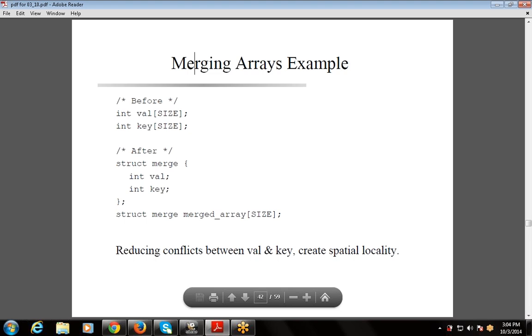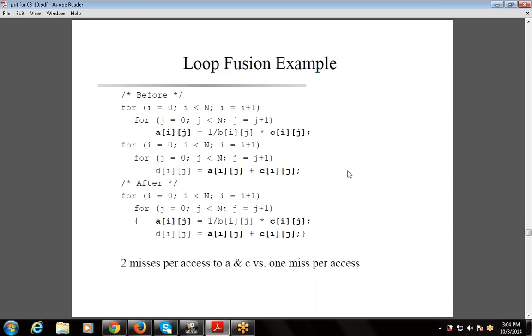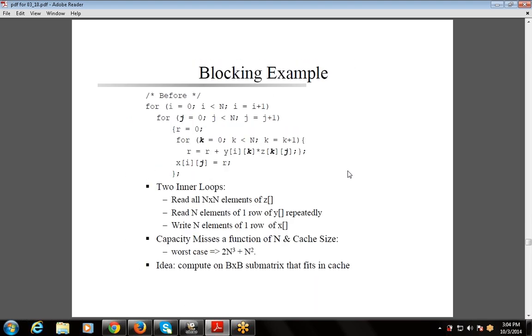This is the merging array example, as I have discussed already with the help of PPTs in the last two classes. First of all, int val[SIZE], int key[SIZE]. This is struct merge {int val; int key;} merged_array[SIZE]. So this is before merging and before the misses, and this is after the misses. Then the loop interchange example. This is a loop fusion example. This is your blocking example.